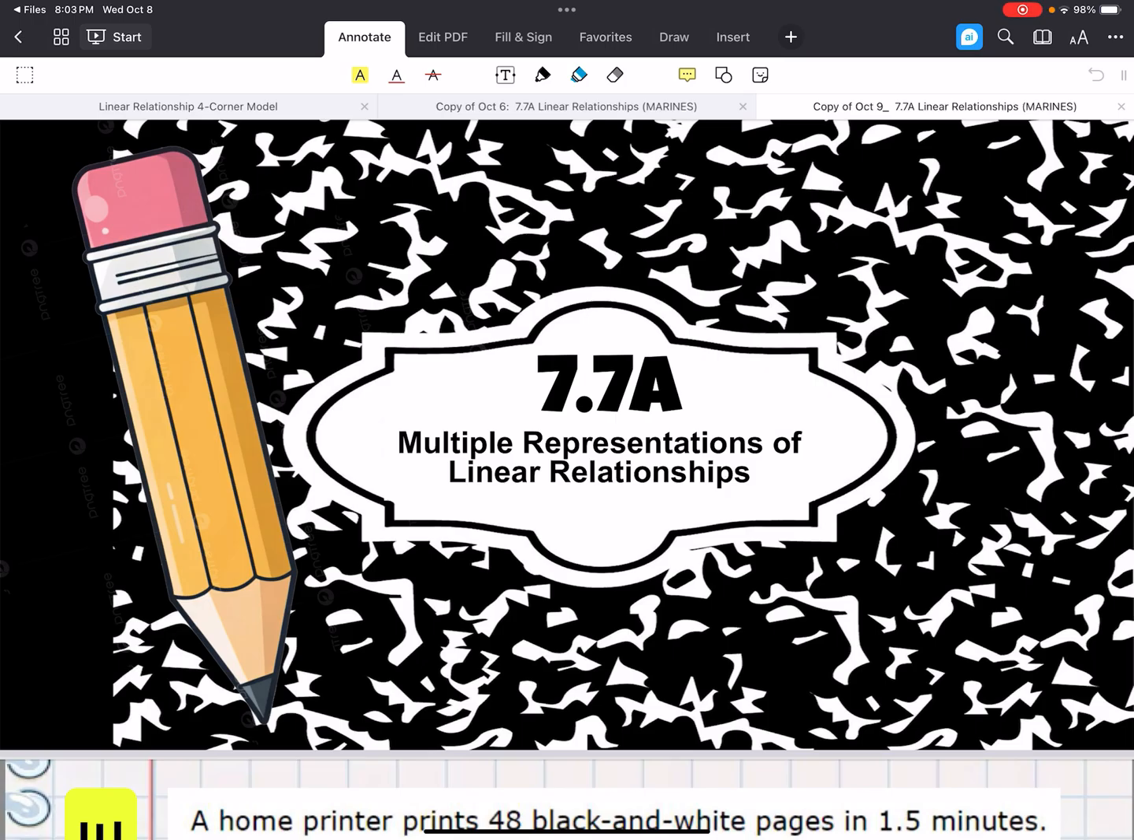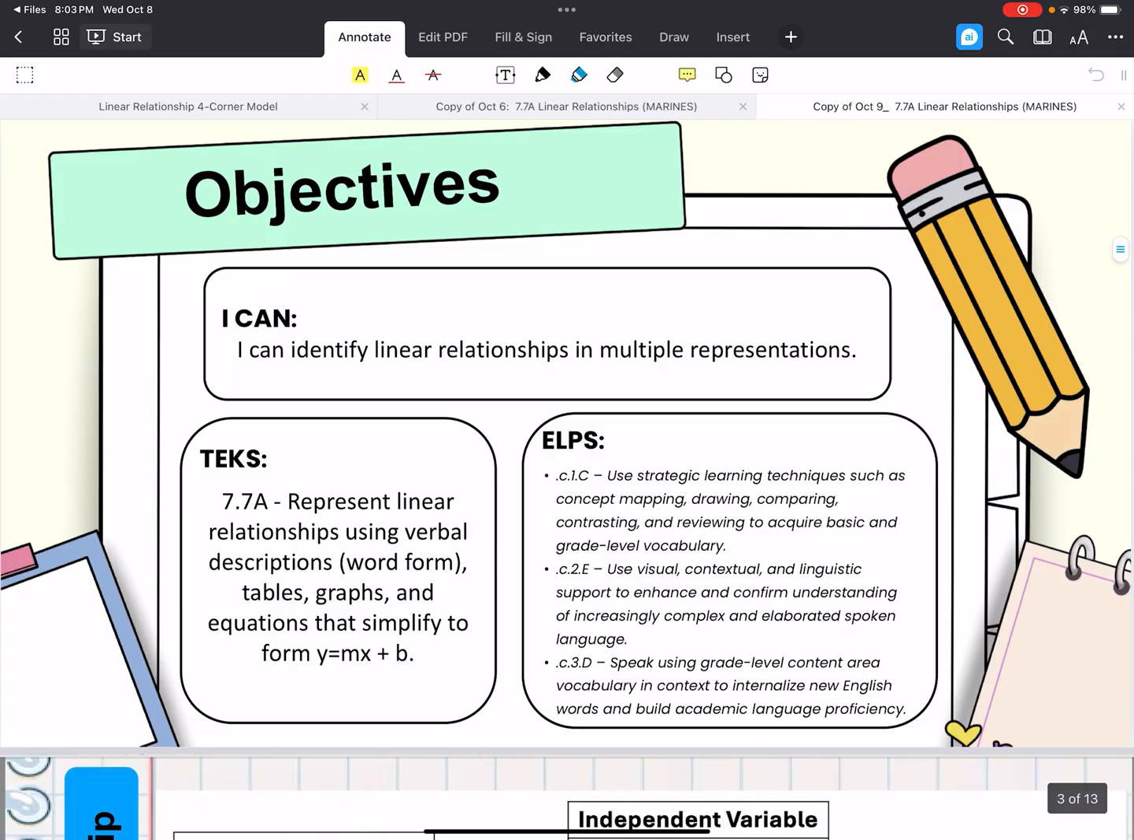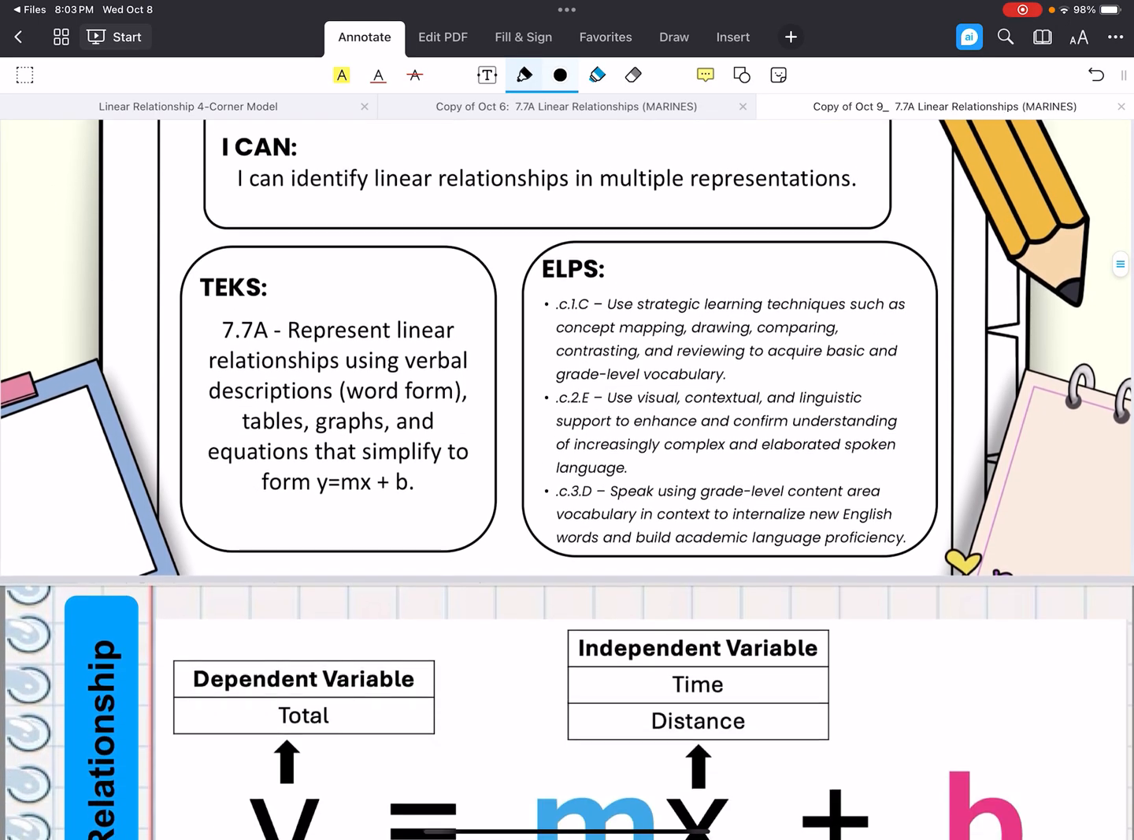For multiple representations of linear relationships, our objective is going to be to identify linear relationships in multiple representations, which includes your tables, your graphs, your equations, and also in a verbal description, which is your word form.